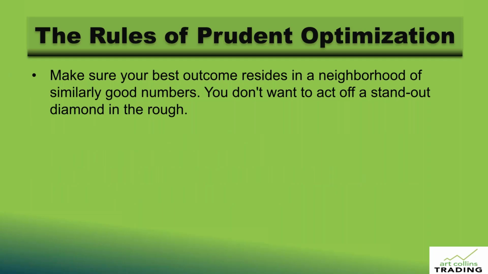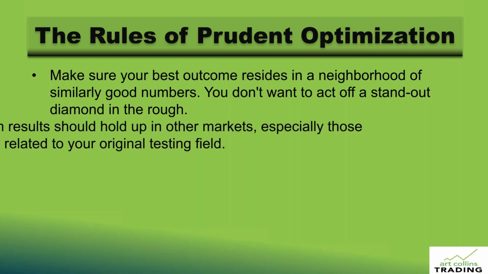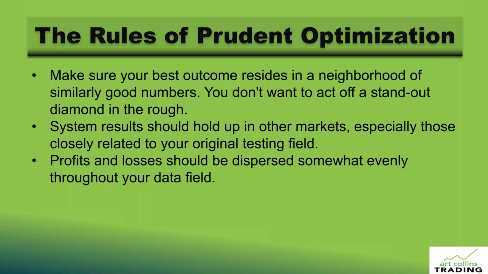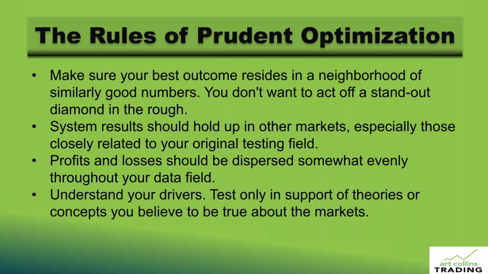Okay, review of prudent optimization. Make sure your best result resides in a neighborhood of similarly good numbers. You don't want to act off a standout diamond in the rough. System results should hold up in other markets, especially closely related ones. Profits and losses should be dispersed somewhat evenly throughout your data field, and understand your drivers. Test only in support of theories, concepts you believe to be true about the markets.